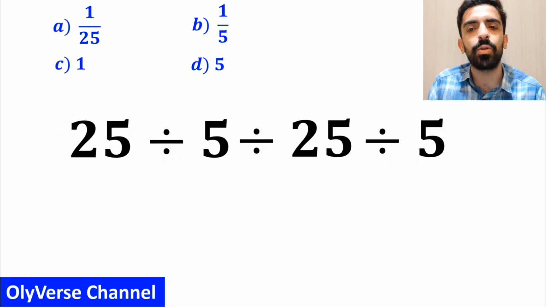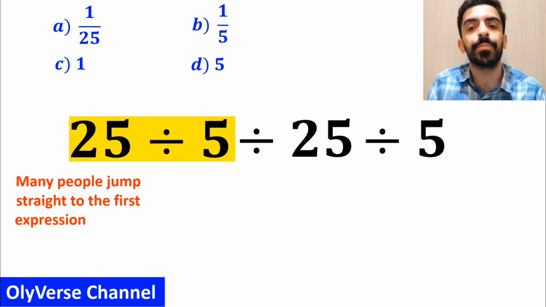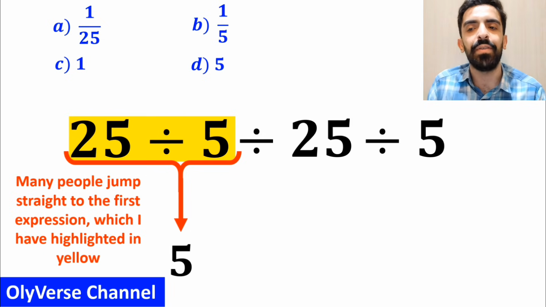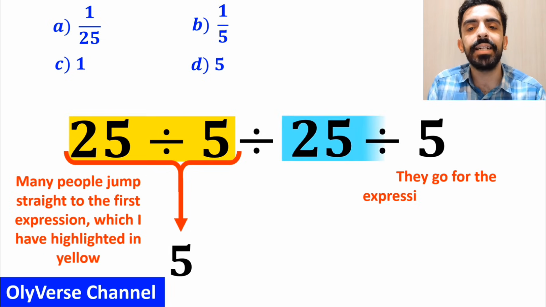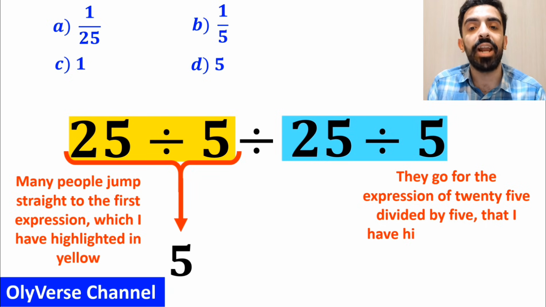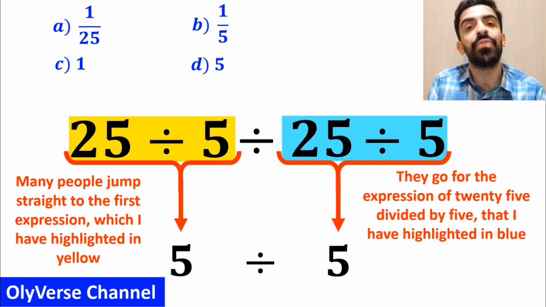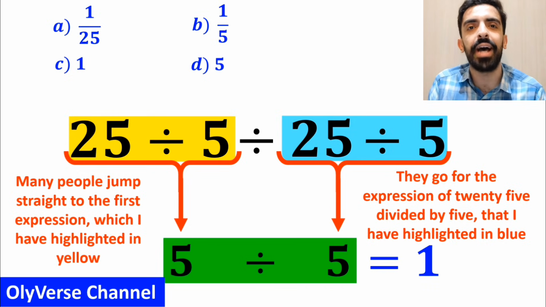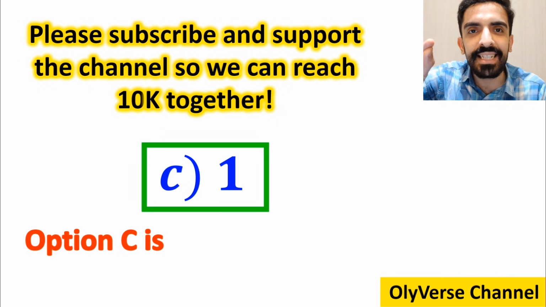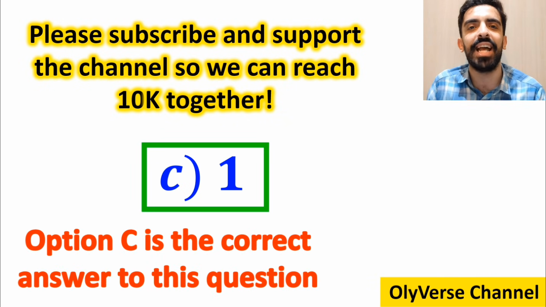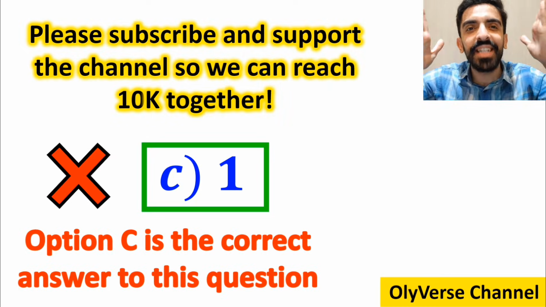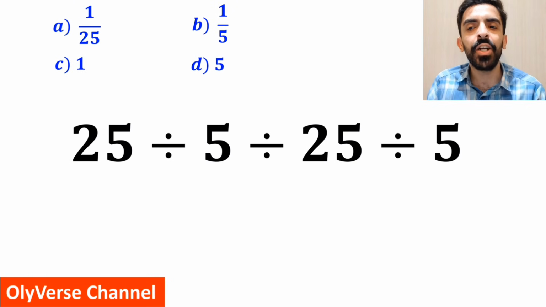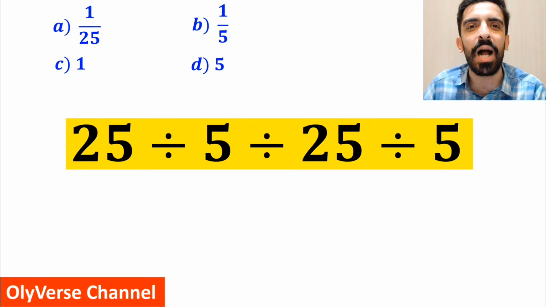At the beginning of solving this question, many people jump straight to the first expression 25 divided by 5, which I have highlighted in yellow, and replace it with 5. And the next step, they go for the other expression of 25 divided by 5 that I've highlighted in blue, and again replace it with 5. Finally, they conclude that 5 divided by 5 is equal to 1. Then, without any hesitation, they quickly say that option C is the correct answer to this question. However, that's definitely wrong. Alright, now let me walk you through step by step how to solve this expression properly.